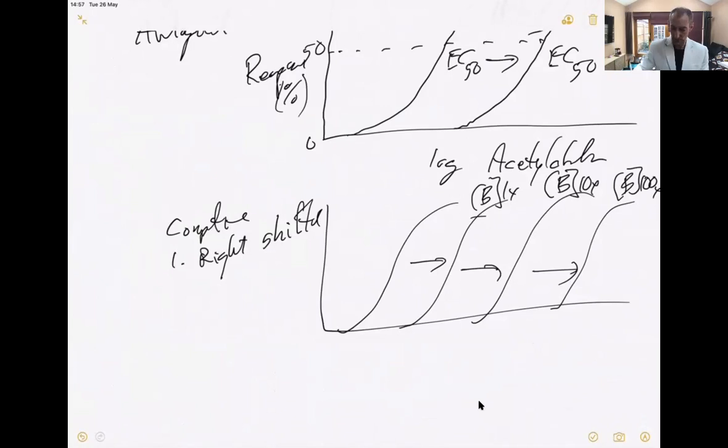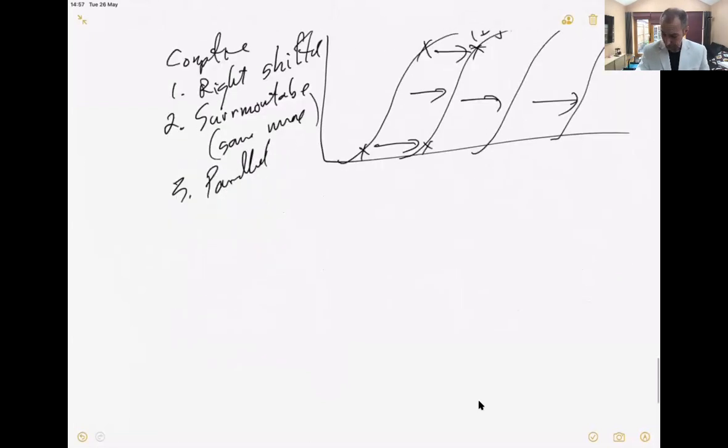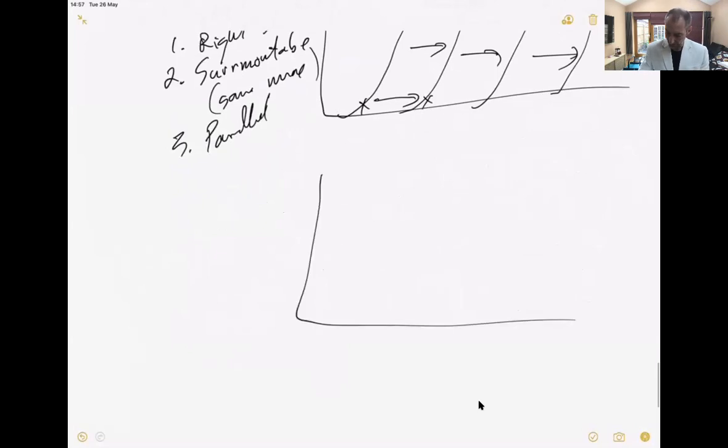Also the maximum, it goes to the same max. We call this surmountable. Same max response. And the shift is parallel, meaning for every point on this curve, the shift is the same. Every point on this curve, the shift is the same. So you get a parallel shift in all these. That's competitive. If we have non-competitive, this is our control.